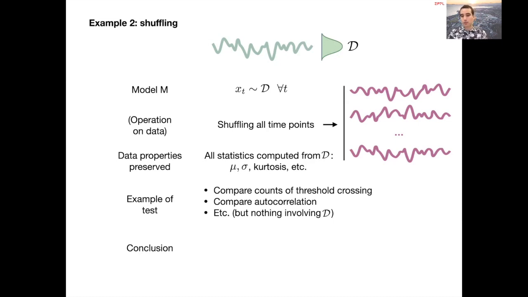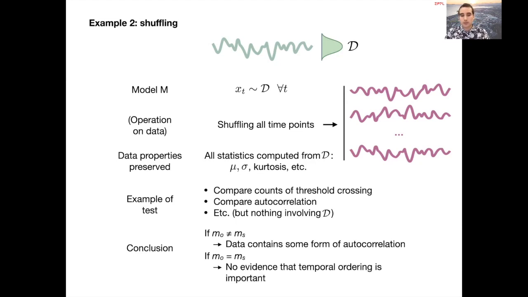How do you interpret the outcome of a test? Well, if the values in original and surrogates are found to be different, then it means that data contains some form of autocorrelation. On the contrary, there is no evidence that temporal ordering is important if you find no difference between MO and MS. So this is it for the first toy examples.